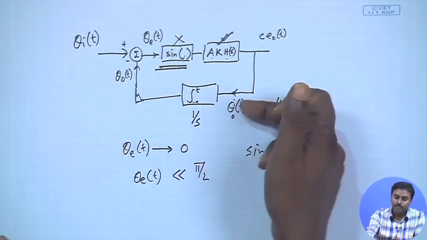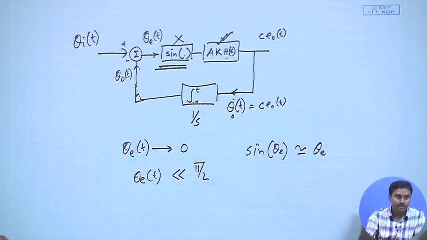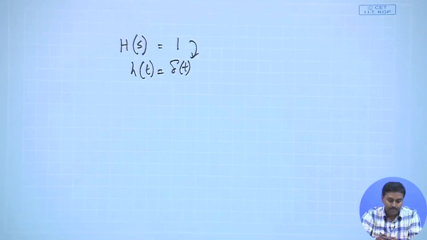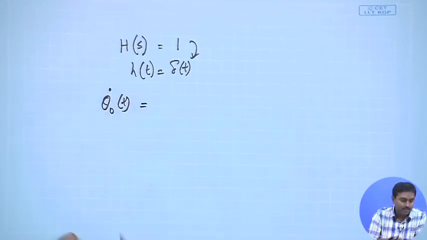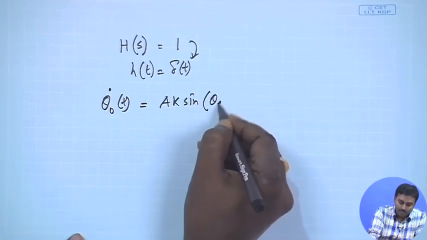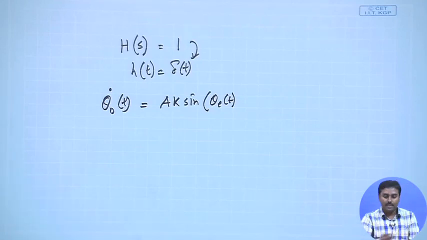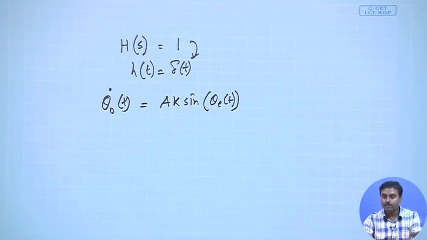So, that should be faded over here. So, my theta output derivative should be that one. Okay. So, I can write immediately that theta output t, the derivative of that must be A K sine of theta e t. Can I write this? Okay. So, that directly comes from that phase model where no approximation is being taken.